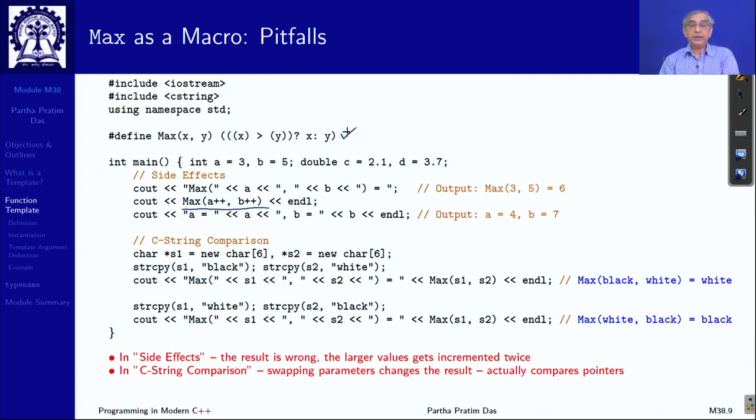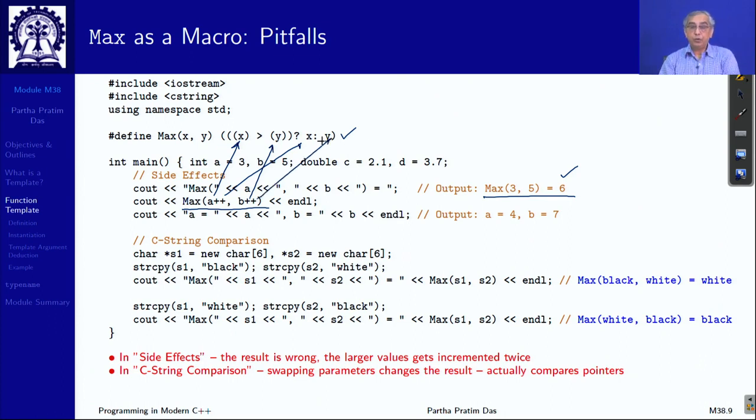So, for the same macro, if I do this max A plus plus B plus plus, looking at this we will think that it will take the original value of A, original value of B and compute the maximum and give me the incremented values. But as it turns out, if I do max of 3 and 5, it actually gives 6. Why is that happening? Because it is textually replaced.